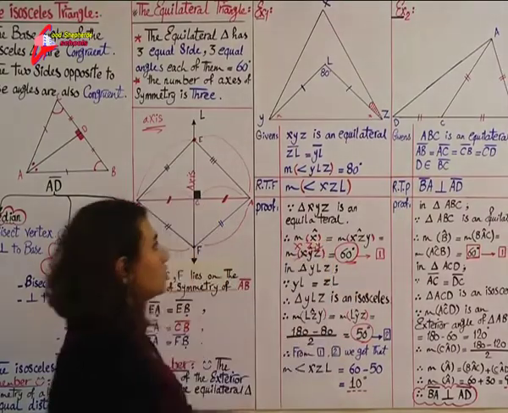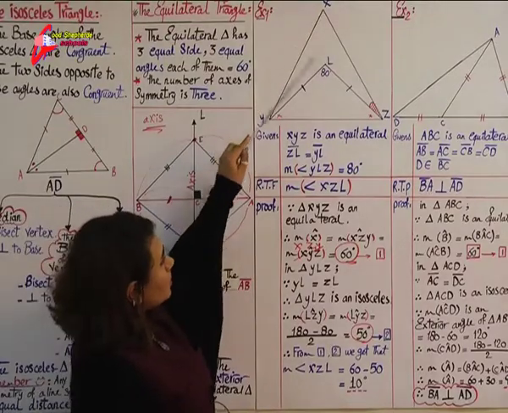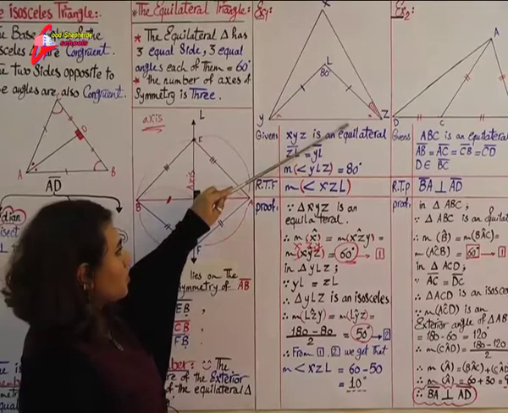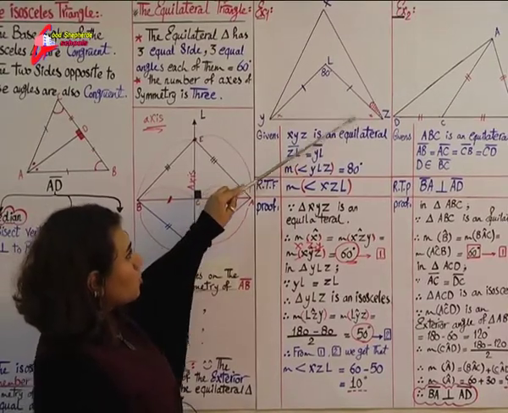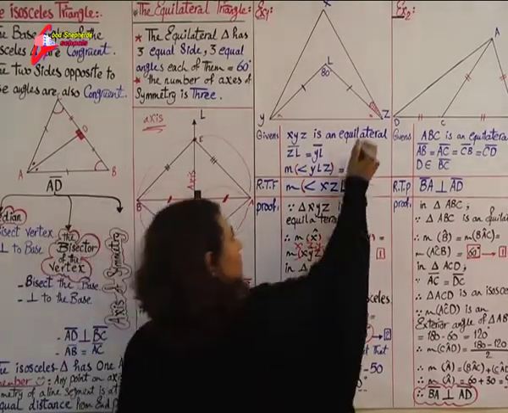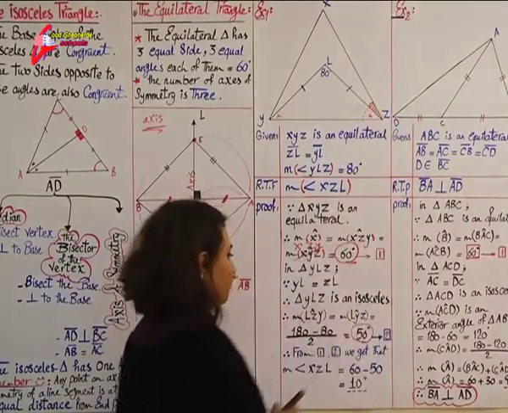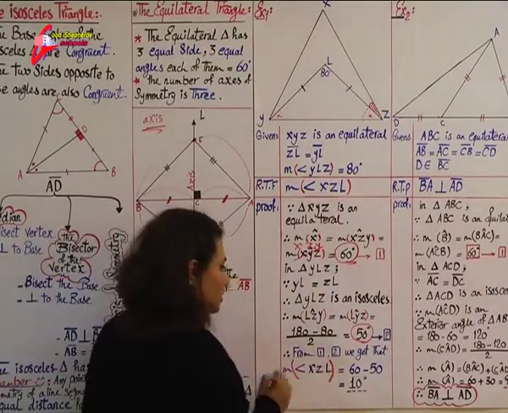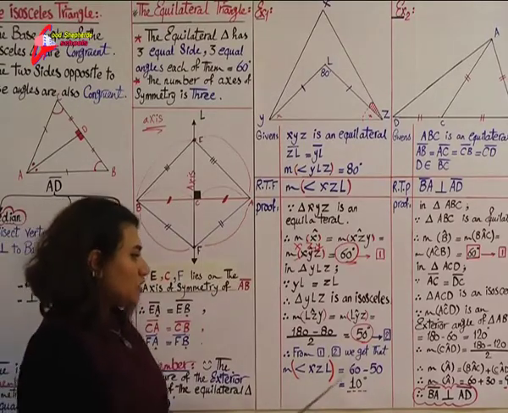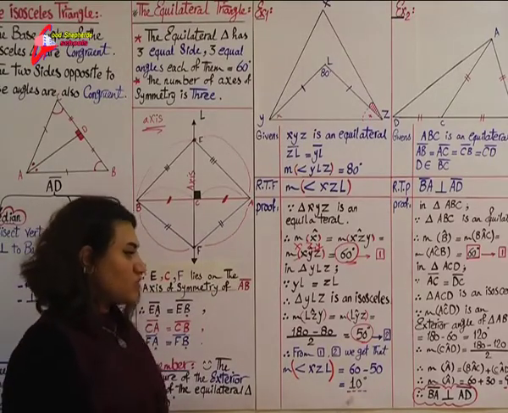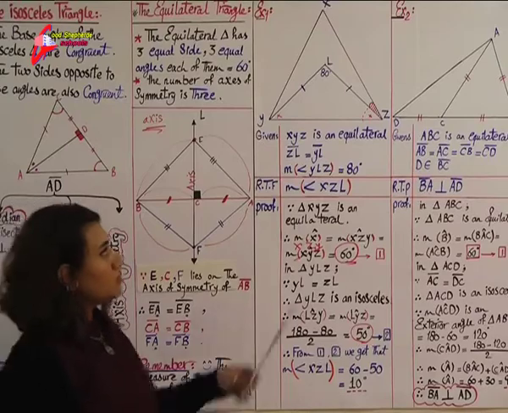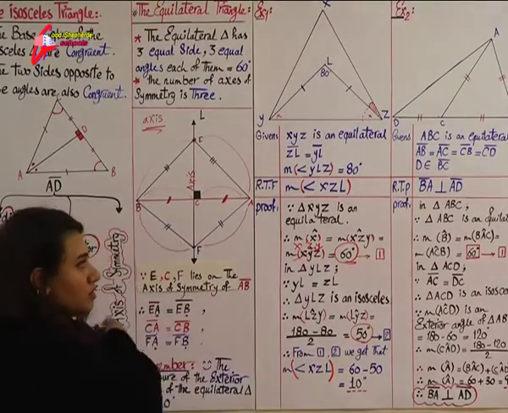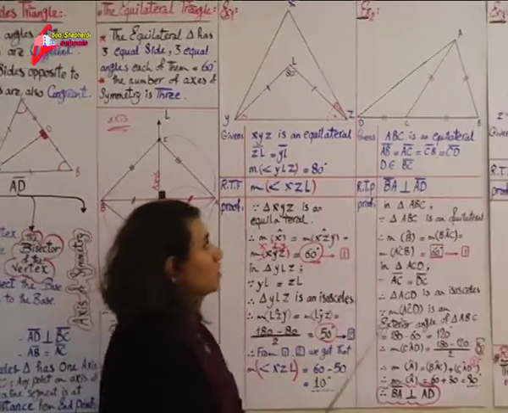XZY is 60 degrees. He asked about XZL, which means we need XZY, which is 60 degrees, and the other part is 50 degrees. If we subtract 50 from 60, we will find that the measure of angle XZL is 10 degrees. Means the small part here will be 10 degrees. That's about exercise number 1.